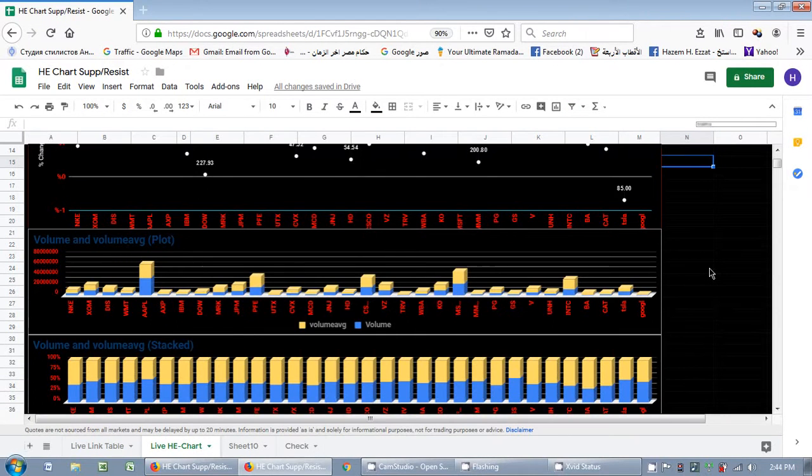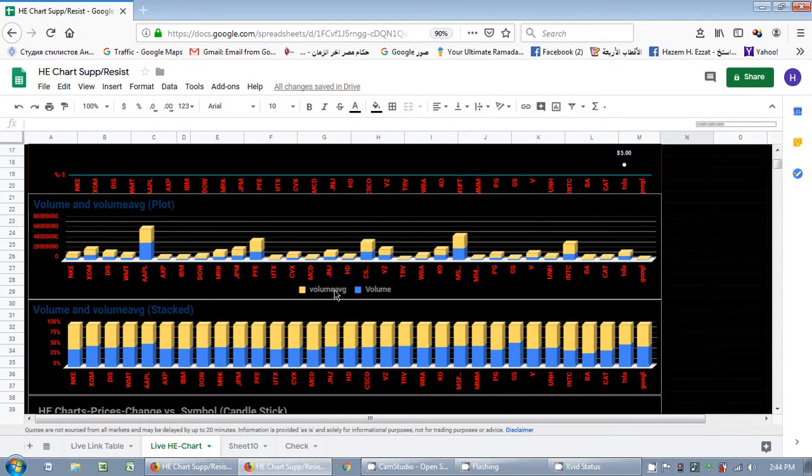Added to that is the volume, the average trading volume versus the actual traded volume, and you have both charts here. One of them is the number of traded shares and one is the stacked. Again here, you can compare apples and bananas, and you can have relative performance with respect to the activity of the stocks followed.